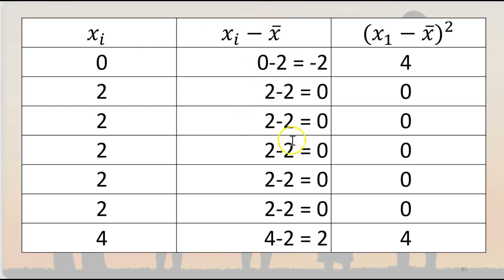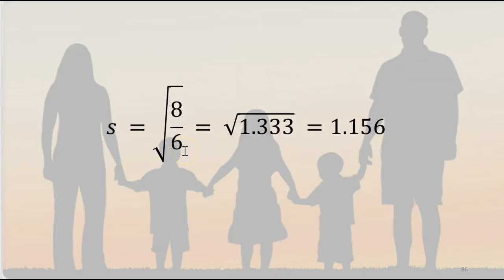Next, for each data set, subtract off the mean. And then to get the third column, square the value that we found in the second. If you add up those numbers, you'll find that they add up to 8. And then again, we're going to divide by n minus 1, giving a standard deviation of 1.156.